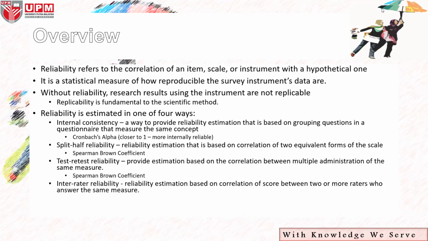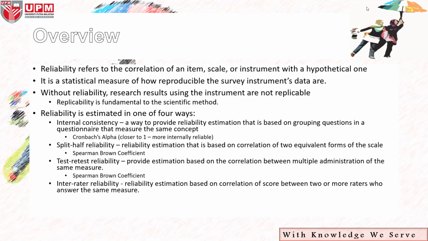Split half. Okay, so reliability, it is referring to reliability estimation that is based on correlation of 2 equivalent forms of the scale, which is in this split half reliability, we use Spearman-Brown coefficient, SB coefficient. So later on, I will explain a little bit detail regarding split half. How is it possible to split half our data? Okay, to divide our data into 2. Okay, the next one, test-retest reliability.